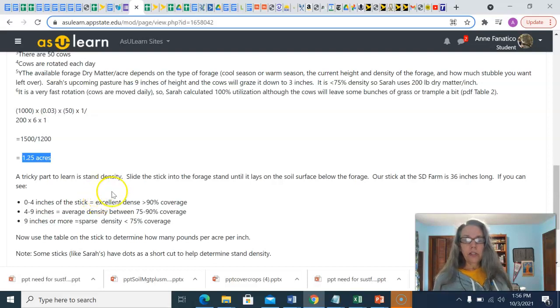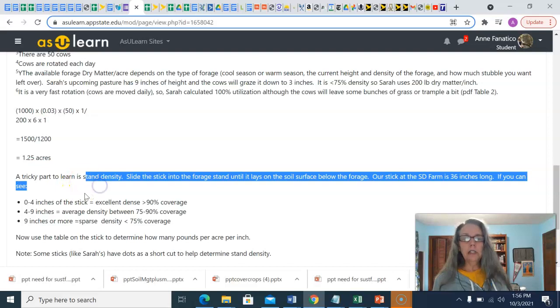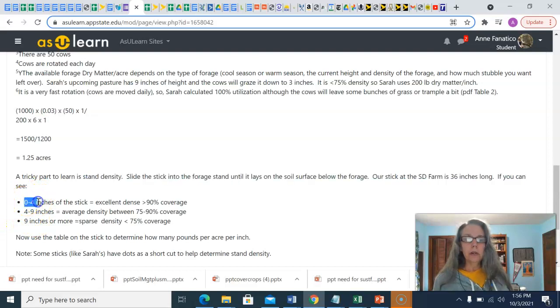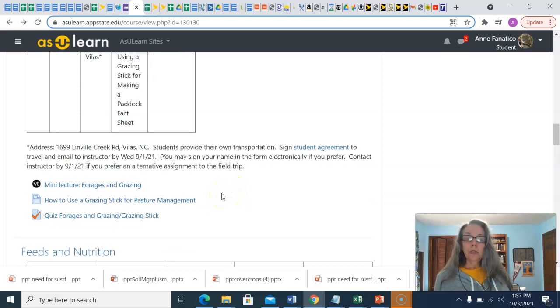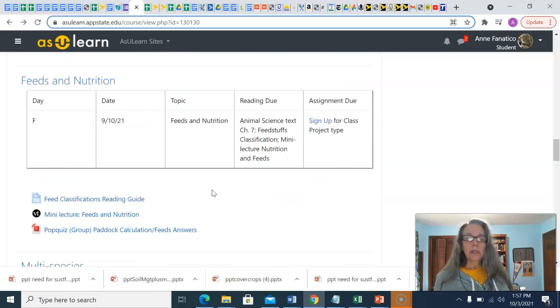So really one of the trickiest things to learn about using the grazing stick is the stand density. And with our grazing stick, I think you saw us lay it into the pasture. We laid it horizontally. And if you only see a little bit of the grazing stick, about 0 to 4 inches, that means you have an excellent stand. And so that's going to take you up into the higher numbers here. At the SD farm, we've had up to 350 pounds per acre per inch. We've had really excellent pasture when we're doing rotational grazing. If you see more of the stick, then you know it's sparse. And so that means that the yield is just not going to be as high. So you do need to know how to use the grazing stick, and you will need to do calculations. So you'll definitely be tested on that.